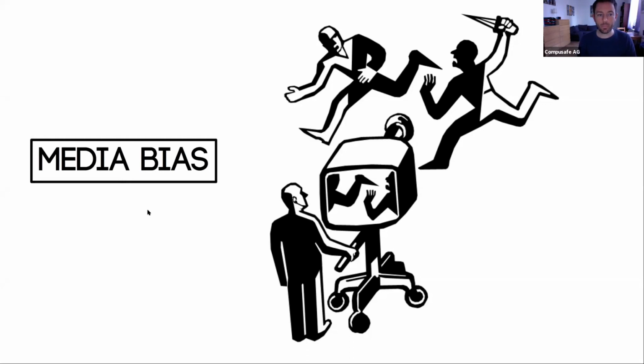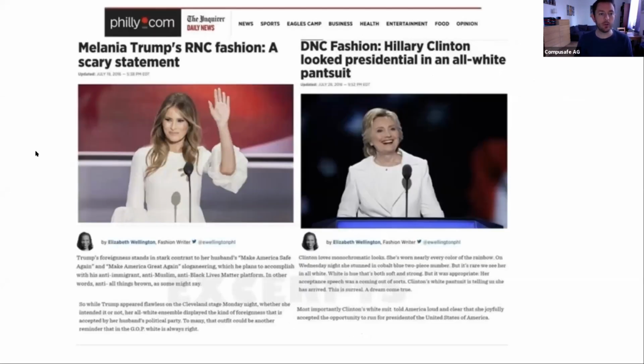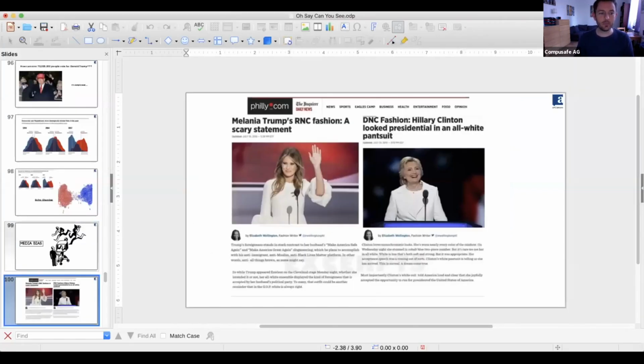And so, a good example of this would be, this is from the Philadelphia Inquirer, same reporter for both stories. And in this one, it says, Melania Trump's Republican National Convention fashion, a scary statement. It's hard to read here, but she says, because Melania Trump wore white, it's because she's racist. And she wants to send a signal that white is right. But then the Democratic National Convention fashion, Hillary Clinton looked presidential in an all-white pantsuit. So here she says, white is both soft and strong. It's very presidential. And so a lot of Americans see this and they get very upset. And I think that they're not getting the full truth.